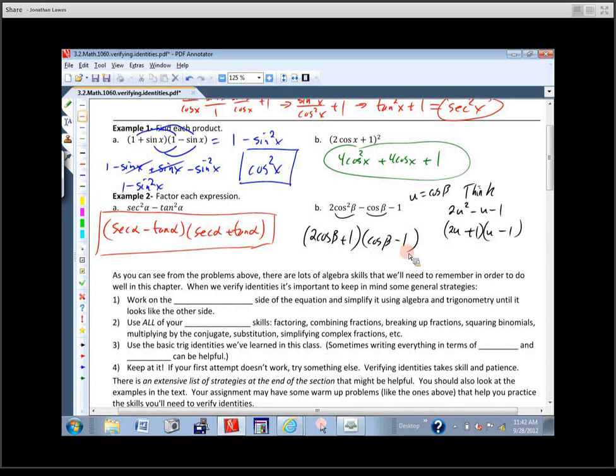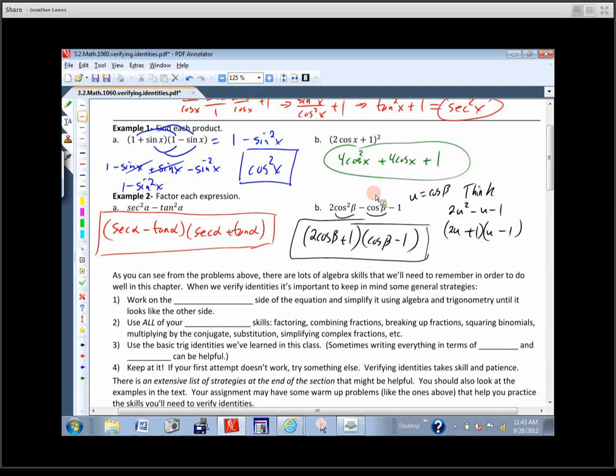And if you were to take a quick glance at this and say, does this actually produce the right thing? If I multiply the 2 of these together, I get 2 cosine squared beta. If I multiply the 2 constants at the end together, I get a -1. These multiply to be positive cosine beta, and these multiply to be -2 cosine beta. So when I add those together, I get negative cosine beta.